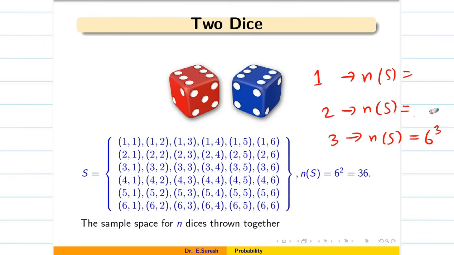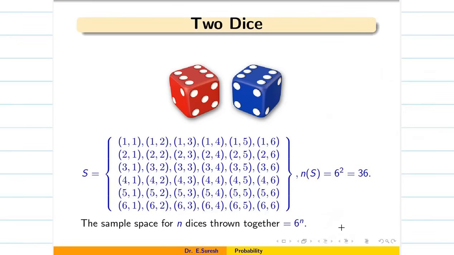So 6 cubed, you can view it like this: 6 power 1, 6 squared. If you have n dice, the sample space is going to be 6 power n. That's the best and simplest idea to remember about the sample space.